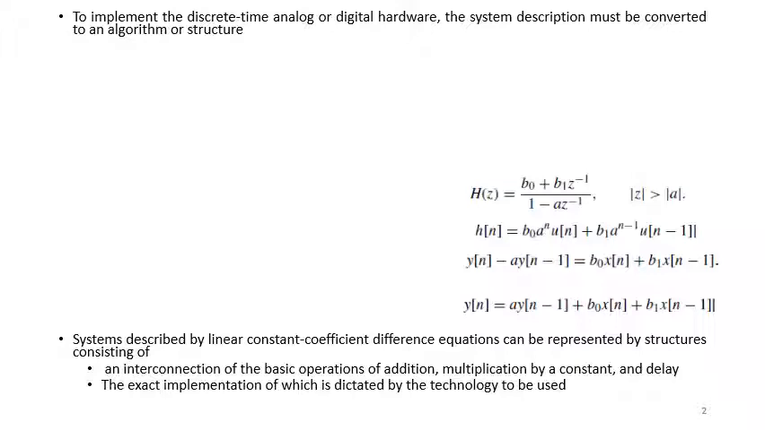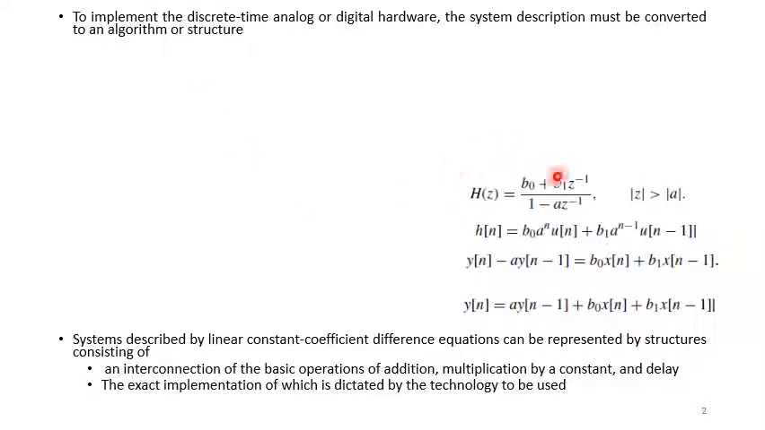Basically, to implement a discrete time analog or digital hardware, the system must be converted to an algorithm or structures. So we will talk about the block diagram representation and the signal flow graph representation of the LTI system in this chapter, to give you the idea that the same LTI system can have different representations. So it's just the repetition. For example, we have an LTI system of the first order, which has the system function as shown here.